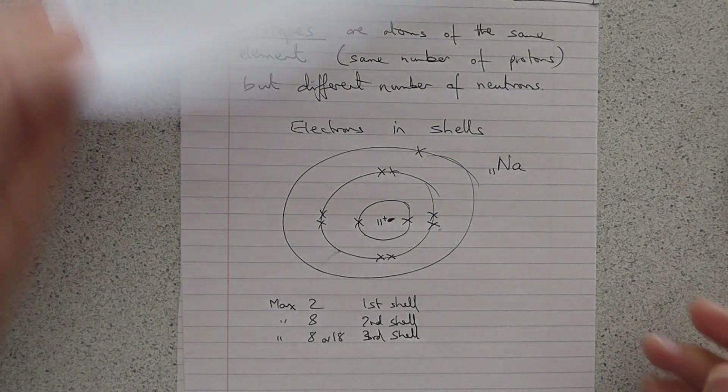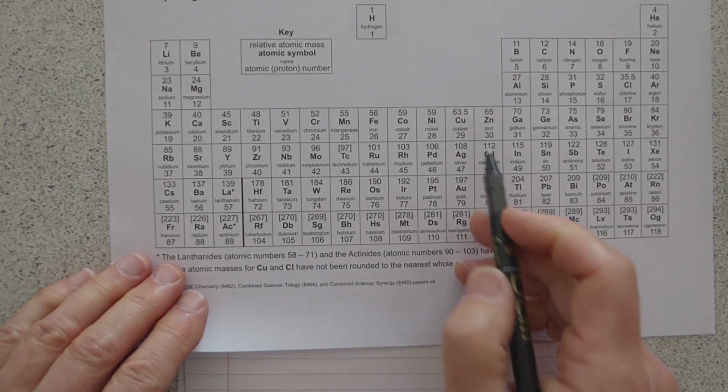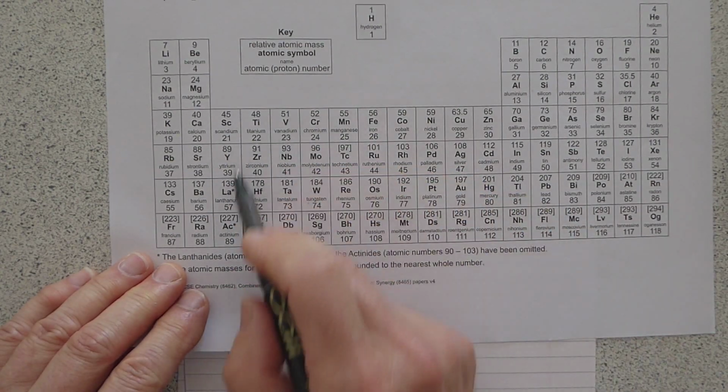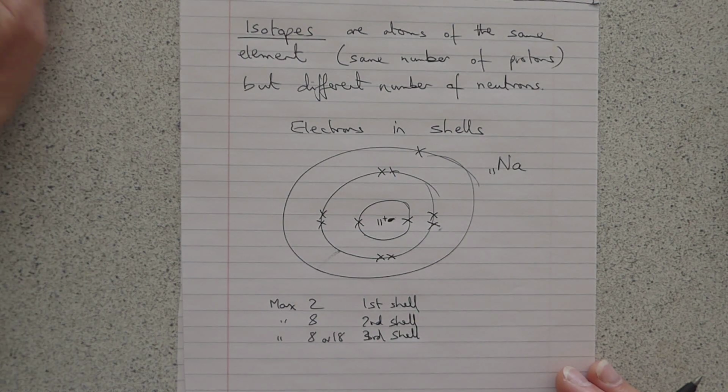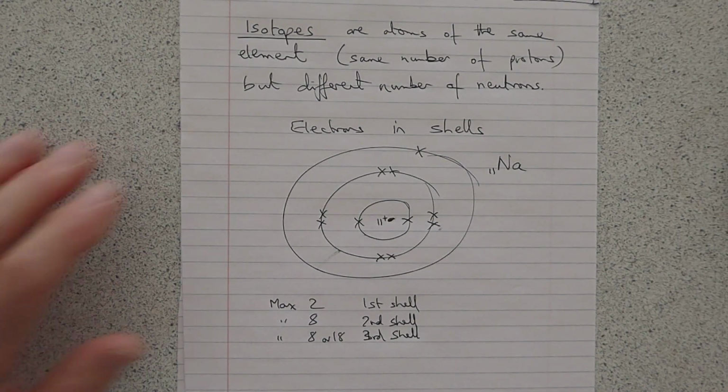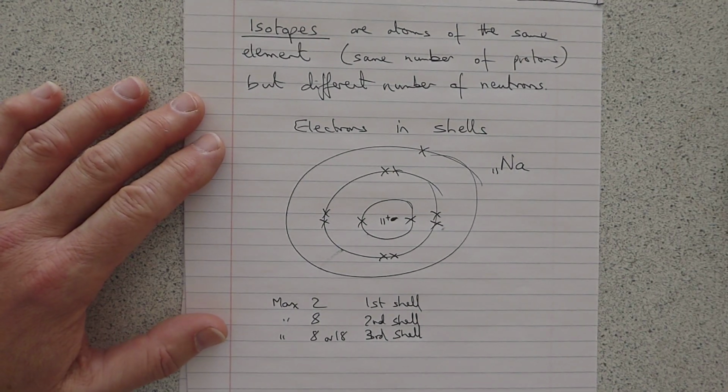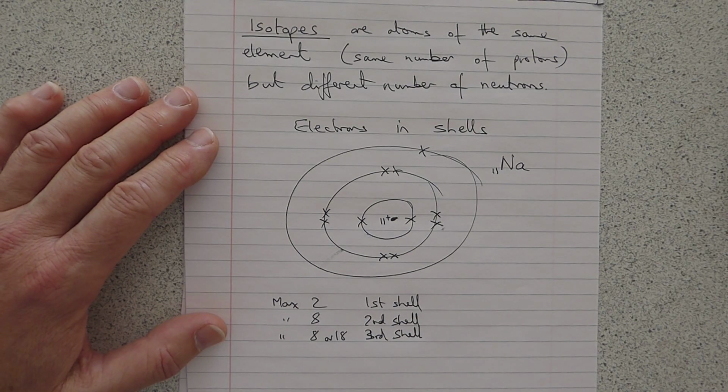At A level, we start to look at the transition metals, the group in the middle here. At GCSE, you might spend half a lesson on them at most. At A level, it's quite an important topic. And they have more than 8 in their third shell.